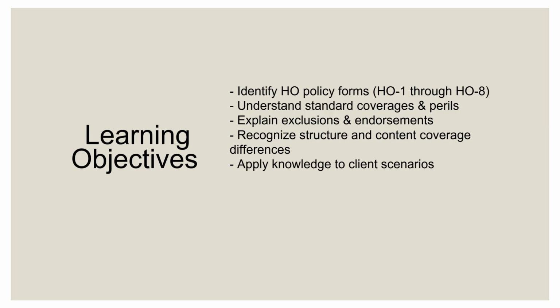Explain popular endorsements and discounts. We'll mention a few optional coverages like inflation guard, ordinance or law, flood or water backup, and review typical premium discounts for bundling and safety features. Apply your knowledge to exam style scenarios. You'll practice working through a sample claim question and calculating how much the policy would pay. With these objectives in mind, let's dive into the purpose of homeowners insurance.